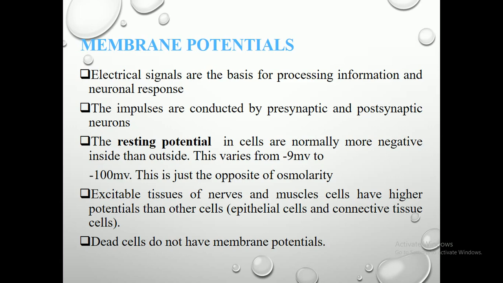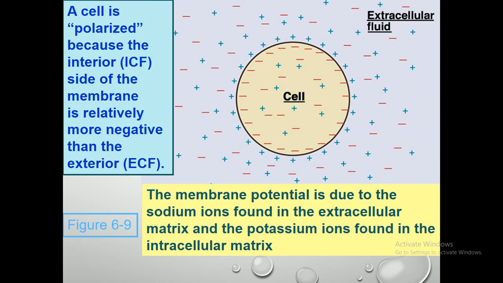This ranges from minus 9 millivolt to minus 100 millivolt. Excitable tissues of nerves and muscle cells have higher potentials than other cells, epithelial cells and connective tissue cells. At this point it should be clear that dead cells do not have any membrane potentials. Whenever the cells become dead, there will be no generation of membrane potentials or electric potentials.